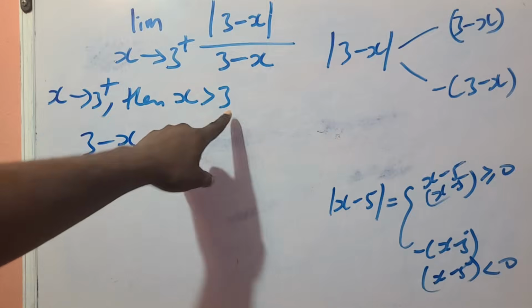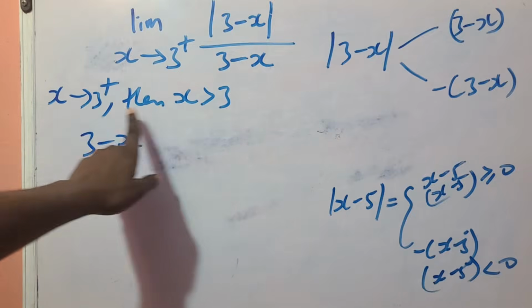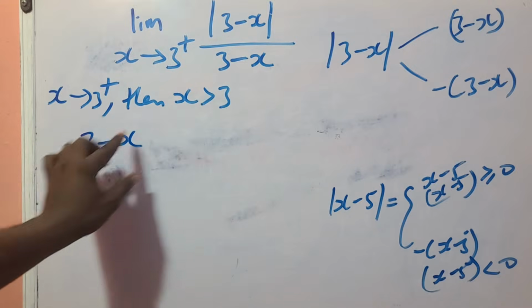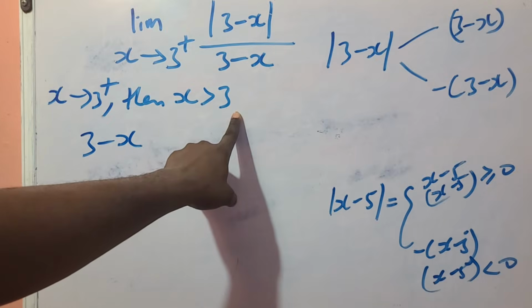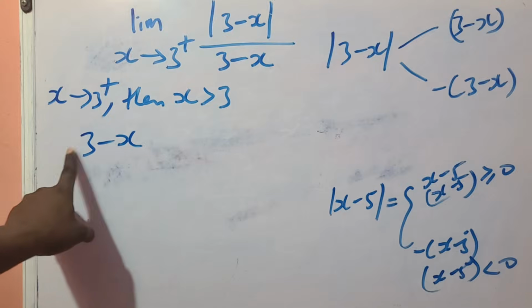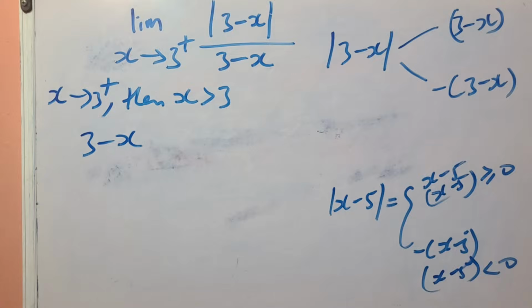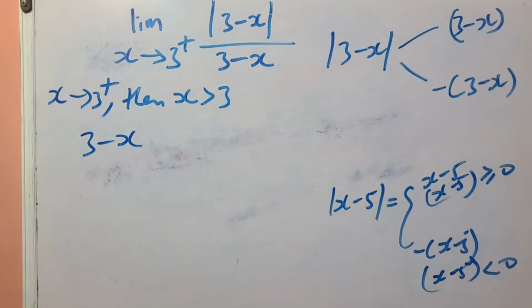If x is greater than 3, I told you that this is the implication of this. When you have this thing you have here, this is what it implies, that x is greater than 3. Now, if x value is greater than 3, what do you think will happen to 3 minus x? Will 3 minus x be greater than 0 or less than 0? If x is greater than 3, will 3 minus x be greater than 0 or less than 0?